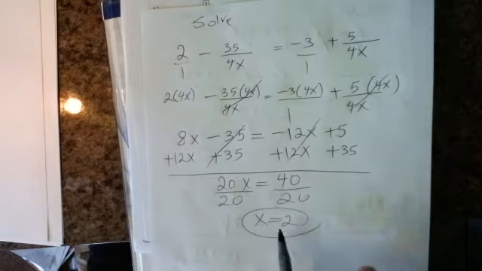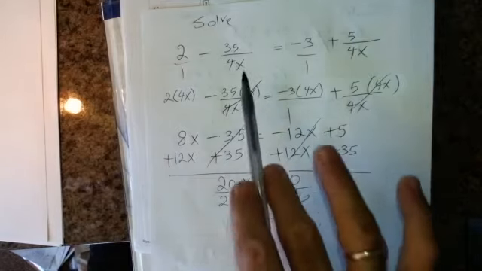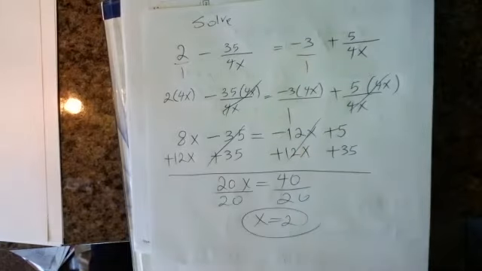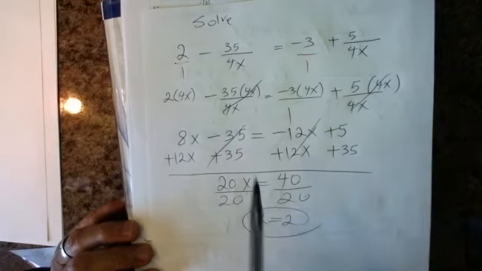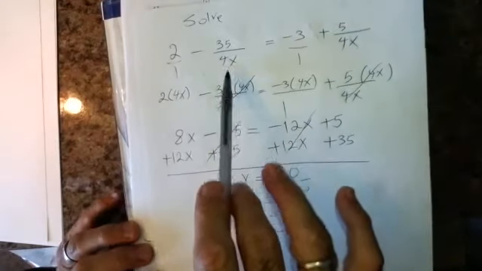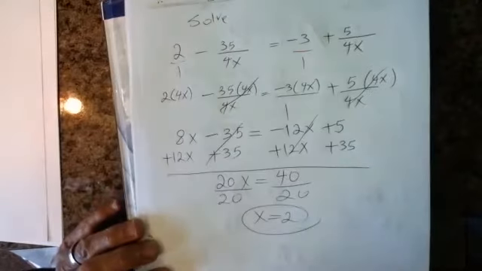Again, you want to make sure the final answer is not x equals 0 because that would make the denominator 0. You could always check your answer. How do I check when I solve the equation? You just take these two and substitute here and see if both sides are equal. That's how you could check your answers, okay?